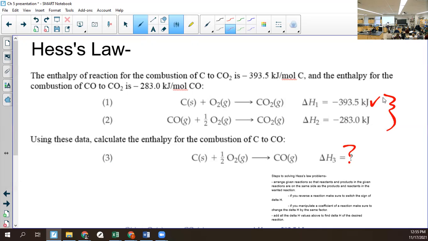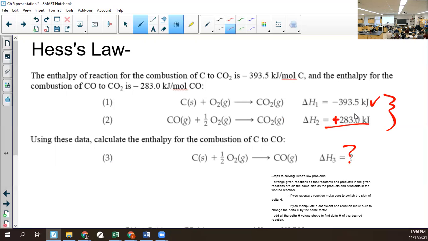I need CO on the right. But up here, CO is on the left. So this reaction, I need to reverse. That would put carbon monoxide on the right. Correct? And that's what I want. So if I reverse a reaction, what do I do to the sign of the enthalpy? I switch it to the other sign.